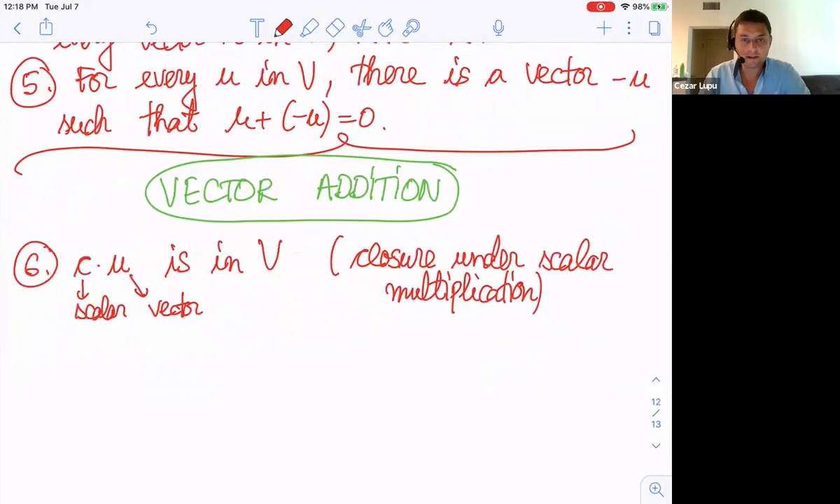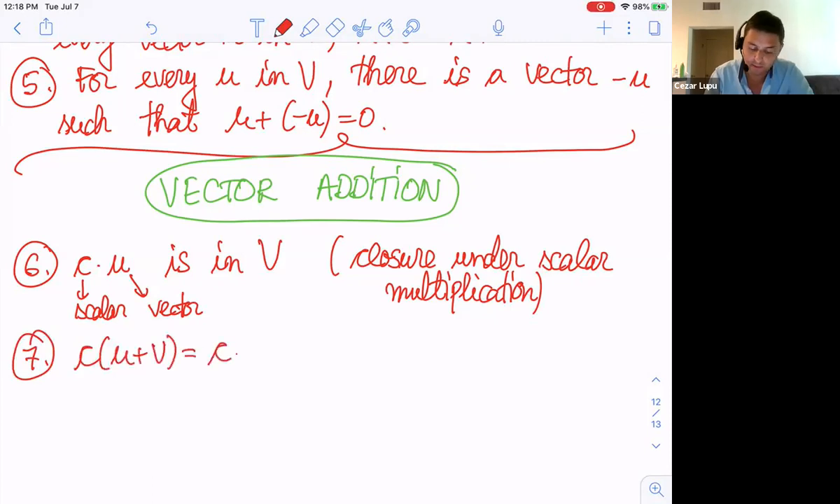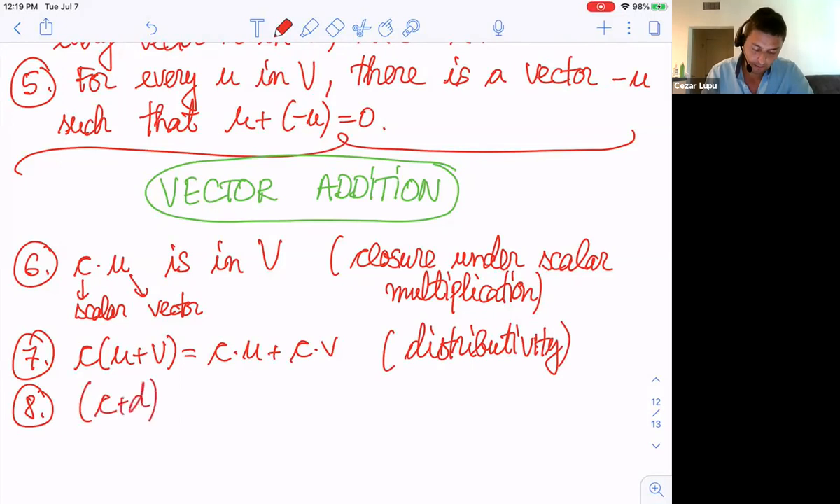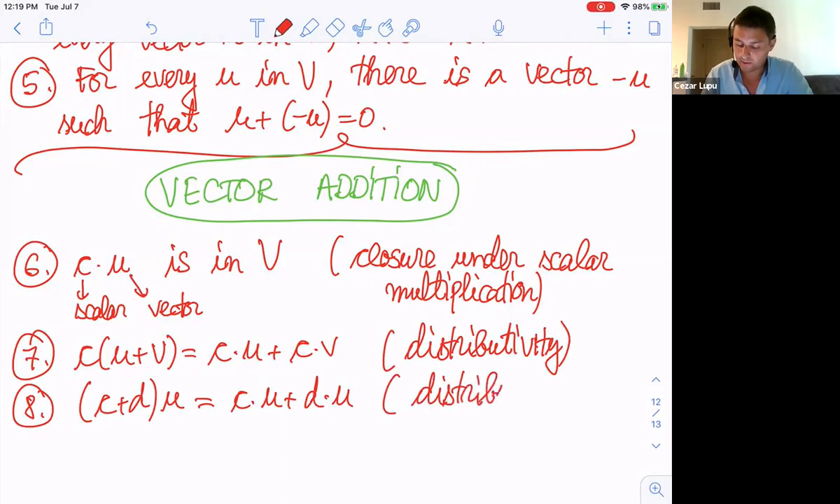Okay. The seventh axiom: we have this distributivity property. C times (U plus V) equals CU plus CV, right? This is what we call distributivity. Another property, the eighth, is again distributivity, but this time with the scalars: (C plus D) times U is C times U plus D times U. The first one was with vectors. The second one is with scalars.